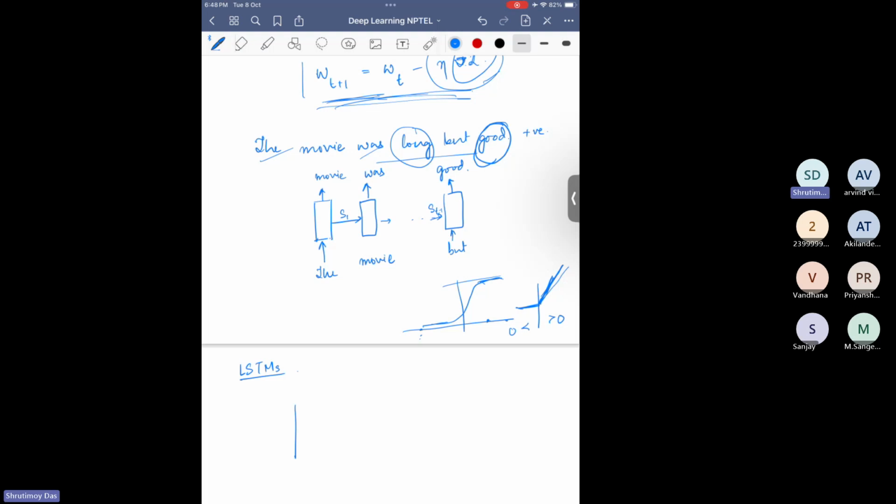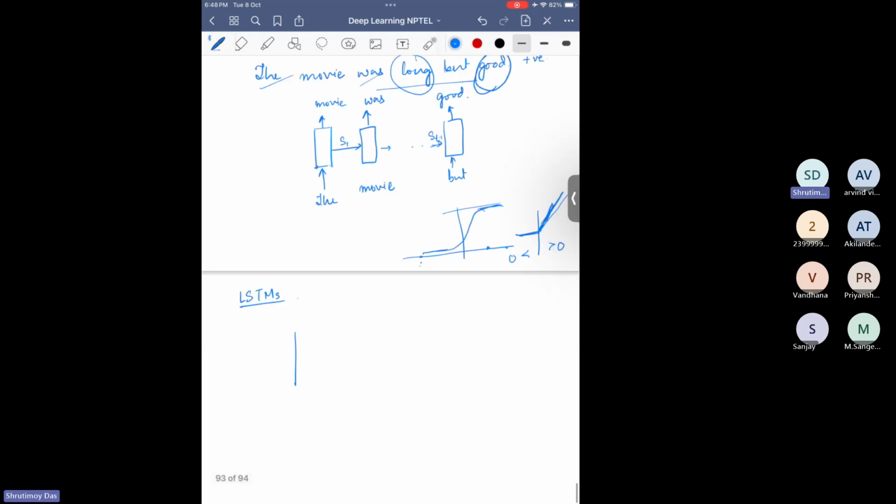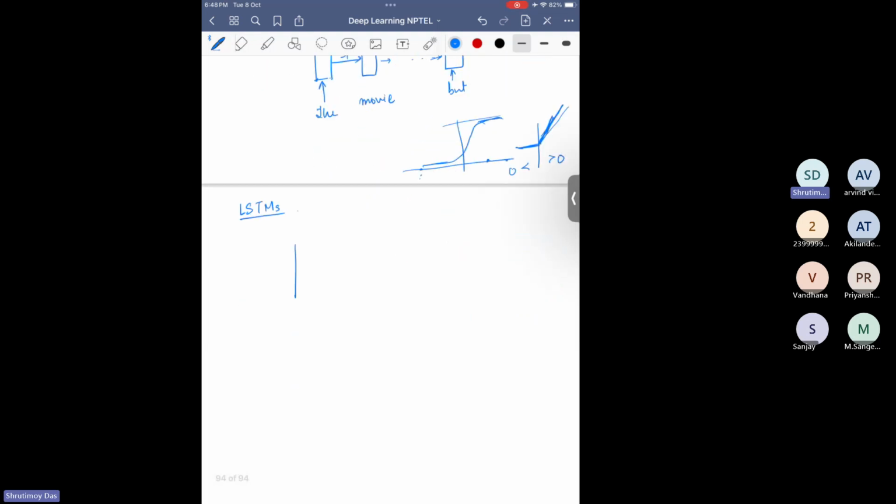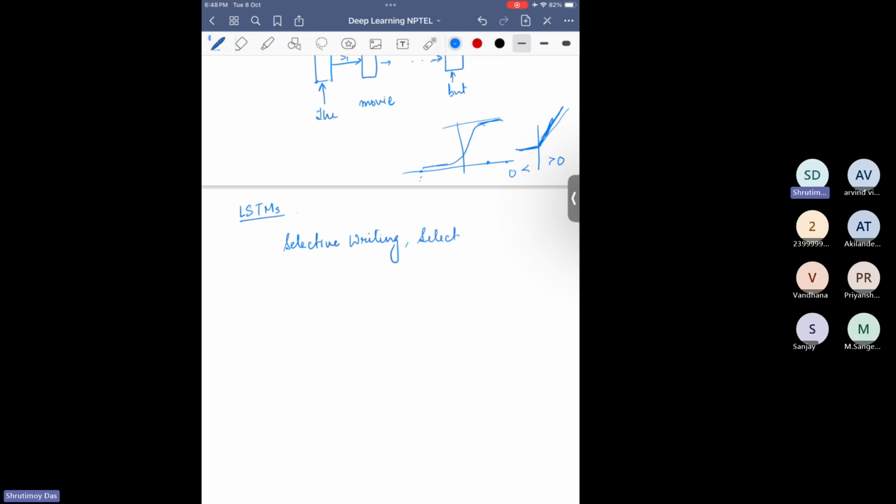So now coming to LSTMs. Before we go to LSTM, there are three things we want to have: selective writing, selective reading, and selective forgetting.